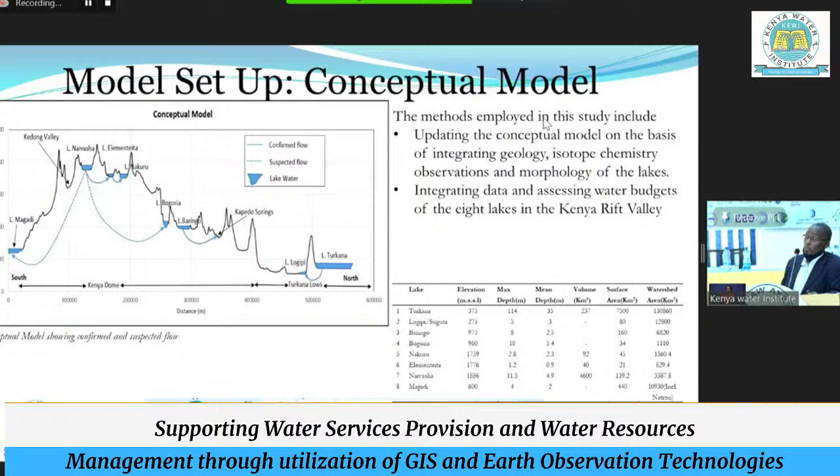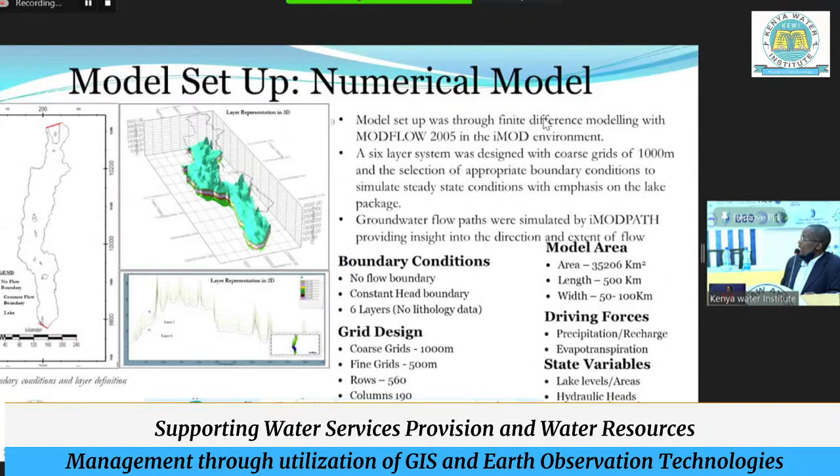And then next, we have to do the numerical model. Next, please. And that is the setup of the numerical model. For the numerical model, you need to identify the number of layers that you are using and why you need those layers, or discretization in the vertical direction.